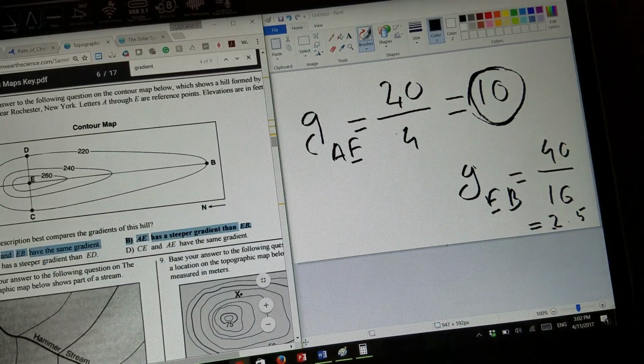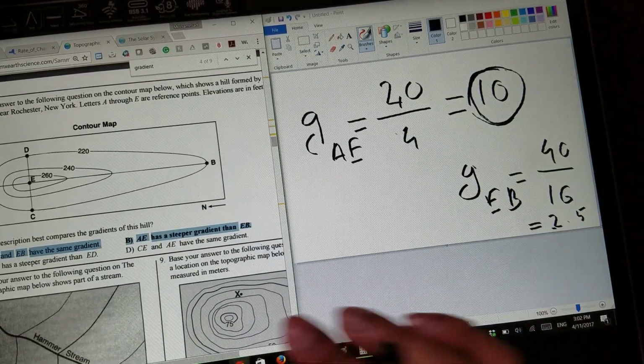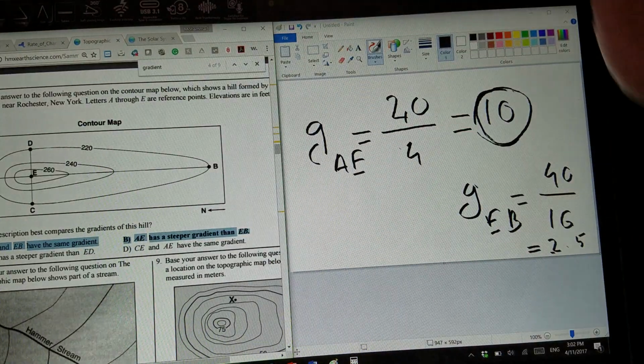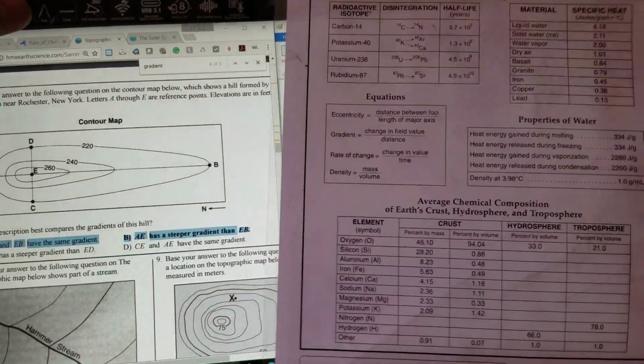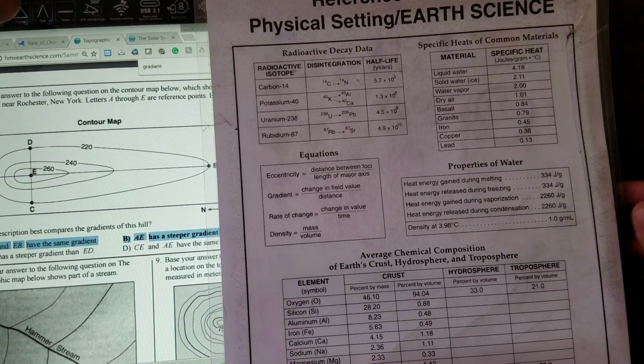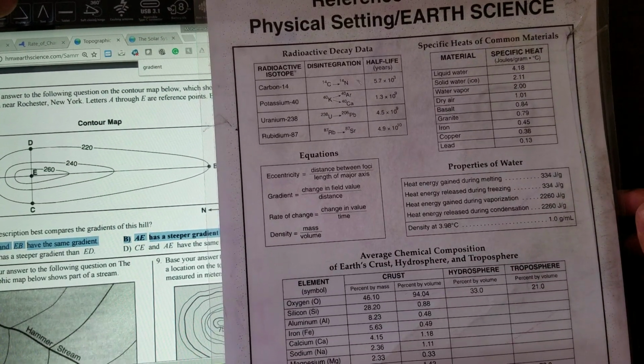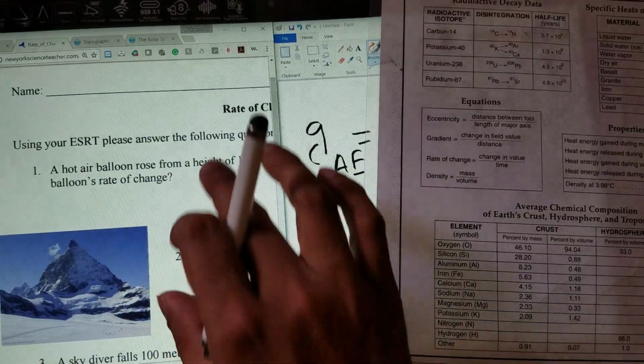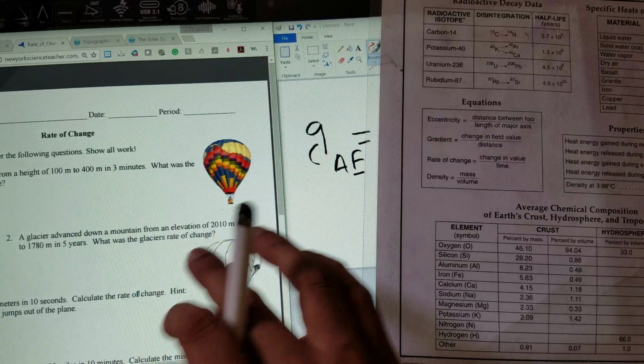So this question is a little tricky, but you now know how to do this, right? Great. So now look at the third equation. That is rate of change: change in value divided by time. So rate of change, let's look at a question. I'm going to look at question number 2 from here.